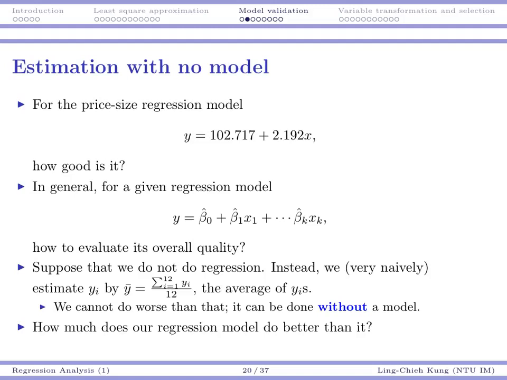Okay, you can see that this idea is very bad, and in some sense we cannot do worse than that, because we have no model to do the prediction, and we have information for x, we have the size information, but we completely ignore it. So it just cannot be worse. Okay, this is the worst idea, the worst way to do prediction. So now we want to know how much does our regression model do better than that. This comparison can help us to understand how good our regression model is. If this and the very naive way are somewhat the same, well, then our regression model is useless. But if this is much better than that, then we're good.